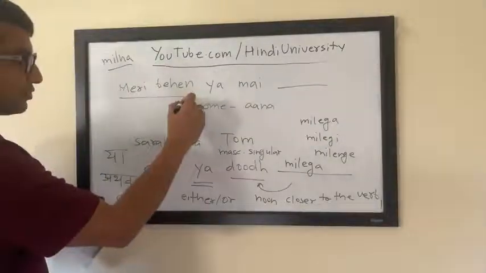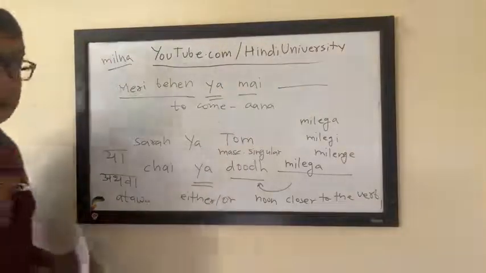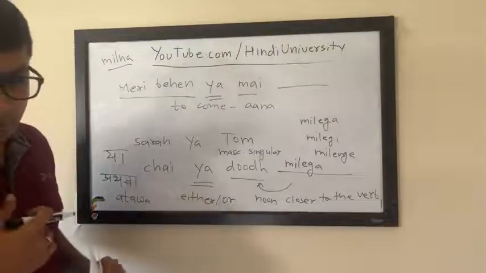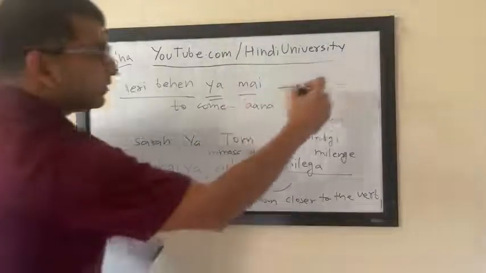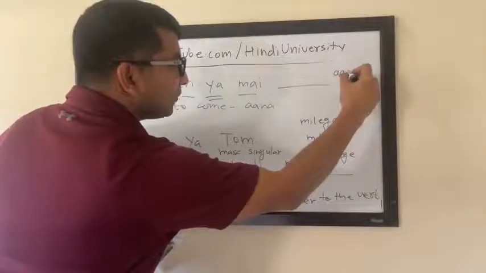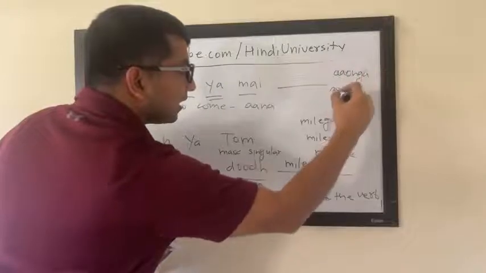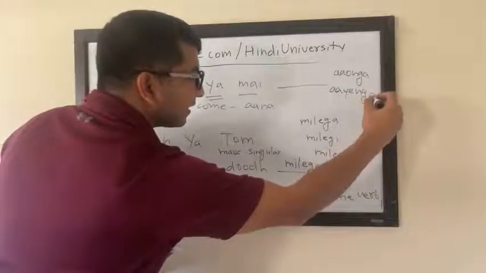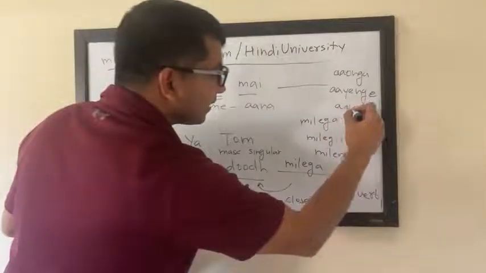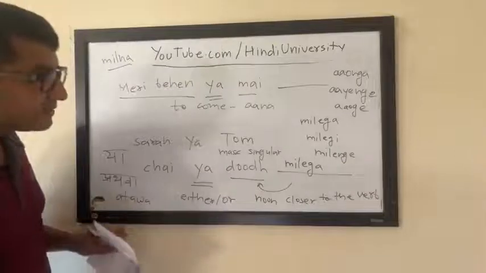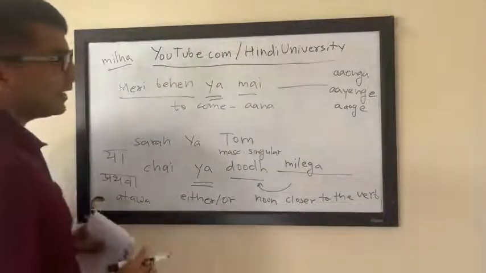मेरी बहन, my sister, feminine, या मैं. Let's say I'm saying it. Which form of the verb will you be using? Will it be आऊंगा, आएंगे, आओगे, or something else? आऊंगा. Okay, anyone else?